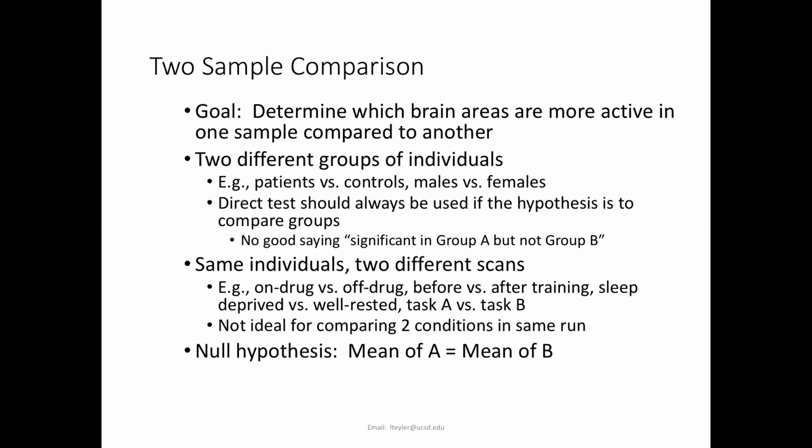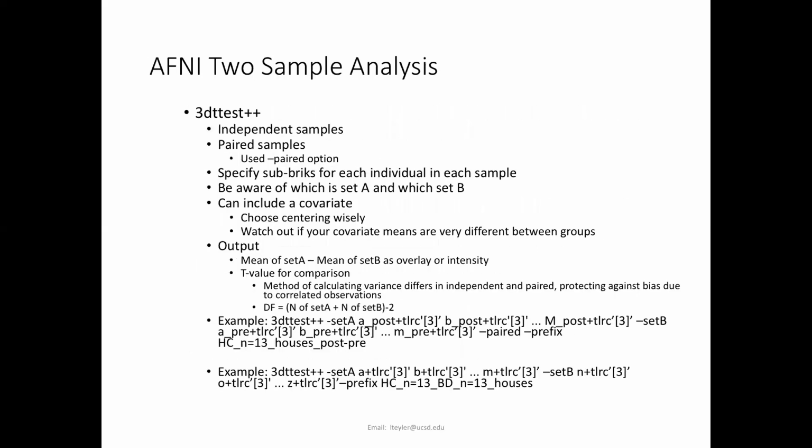And then the null hypothesis in this case, of course, is that the mean of group A is different from the mean of B, or sample A is different from B. And you would use the same program, 3dttest++. If they're independent samples, then you don't have to do anything special. If it's a within-subject design and it's the same people but just in different conditions or pre or post, then you should specify the -paired option so that the program knows that those folks go together.